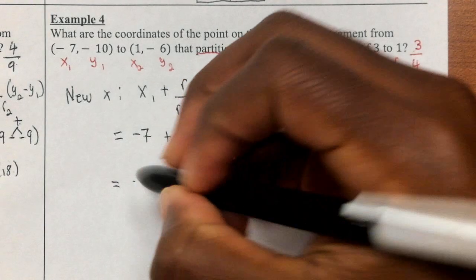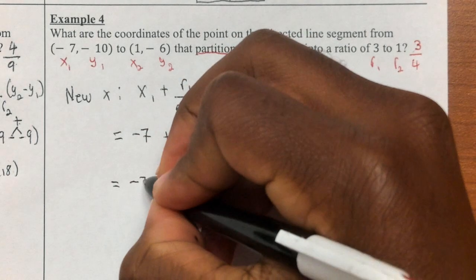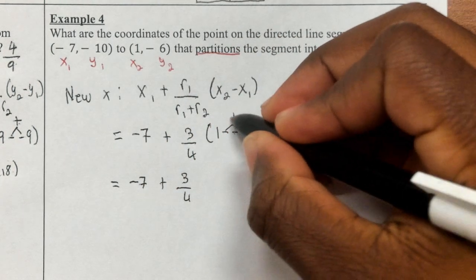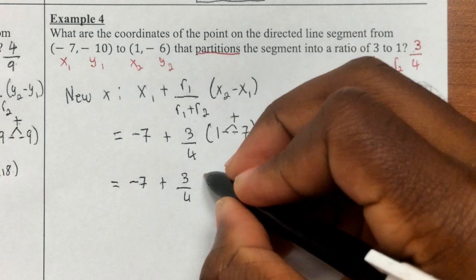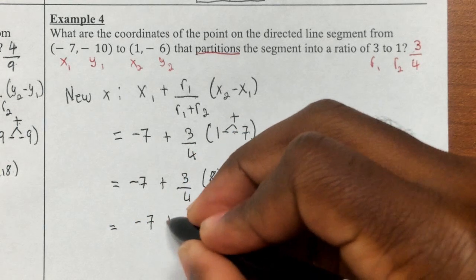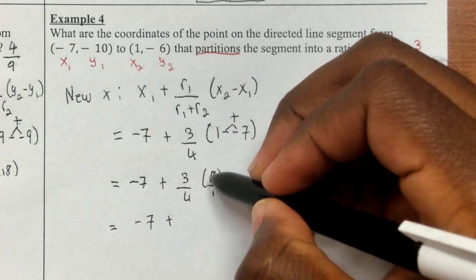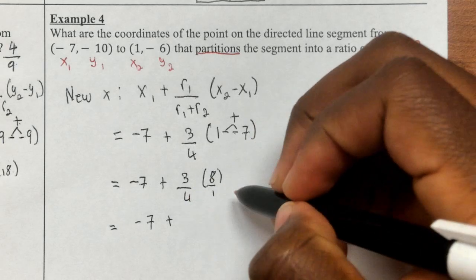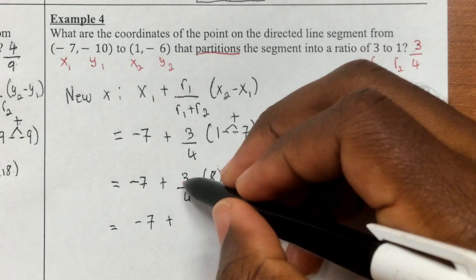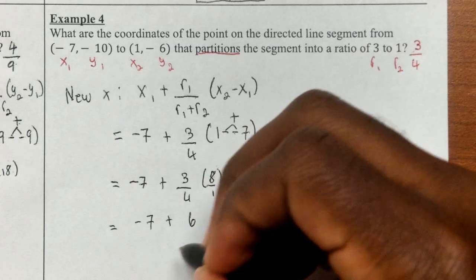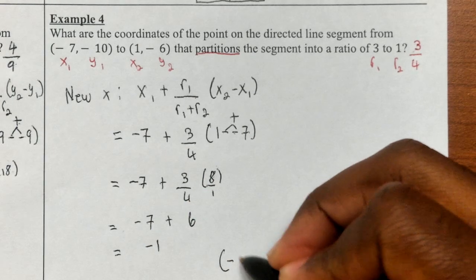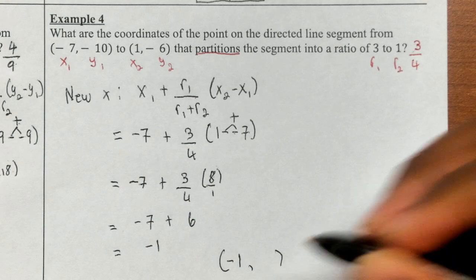Now we calculate. We would have -7 plus 3 over 4, and negative beside negative turns into a positive, so 1 plus 7 is 8. It's the same as 8 over 1, so I'd have -7 plus, you could do 3 times 8, which is 24, and then 24 divided by 4, which is 6, or you could cross simplify. 8 divided by 4 is 2, 2 times 3 is 6. Either way works. And then -7 plus 6 is -1. So the x value of that coordinate would be -1.